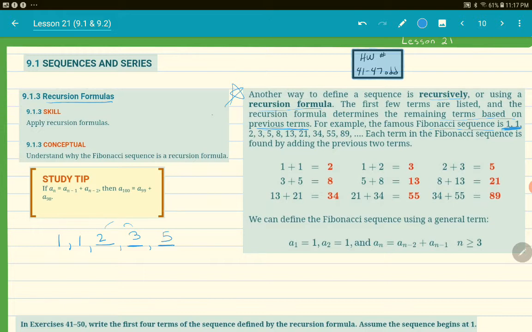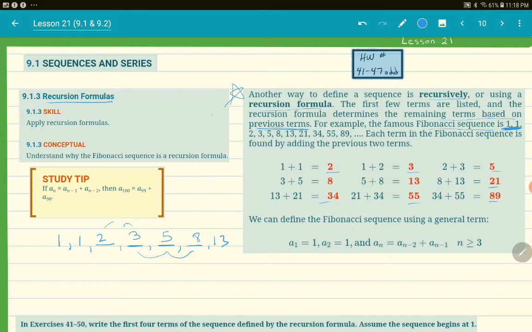So that's 5. You can see this pattern continues. Then I add the previous two numbers, the 5 plus the 3, and I get 8. Adding the previous two, I get 13, and so on. Then the 21, the 34, the 55, the 89, and it goes on forever. So that's how you can get the terms for the Fibonacci sequence.